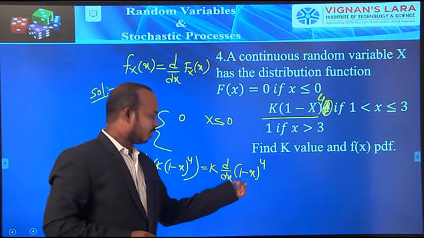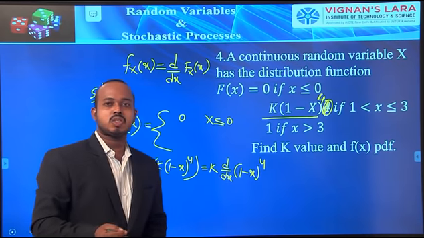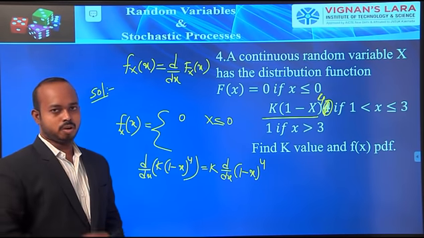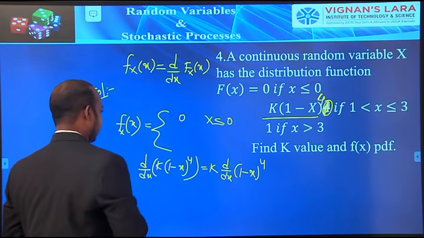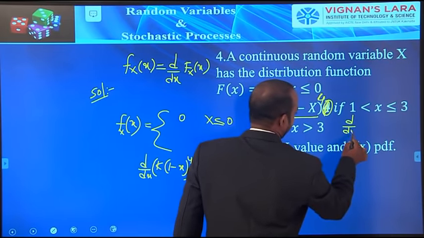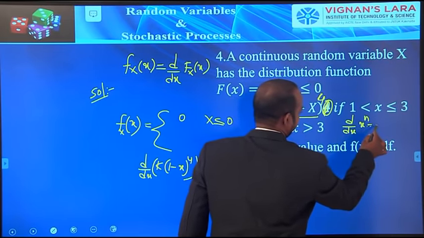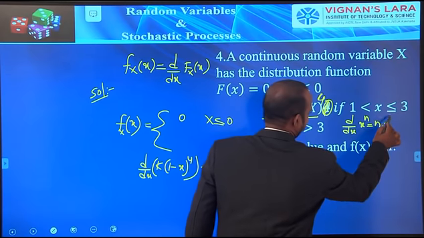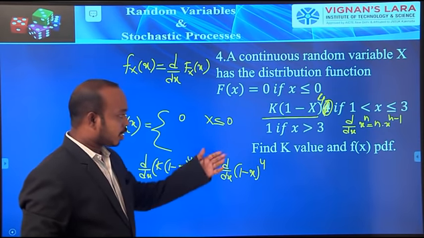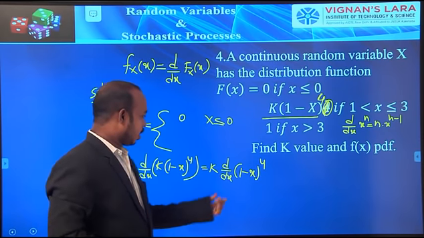To have the derivation, how can you write it? The derivation of x power n is n into x power n minus 1. That means the property is d by dx of x power n is equal to n into x power n minus 1. According to that property, I am simplifying that one.